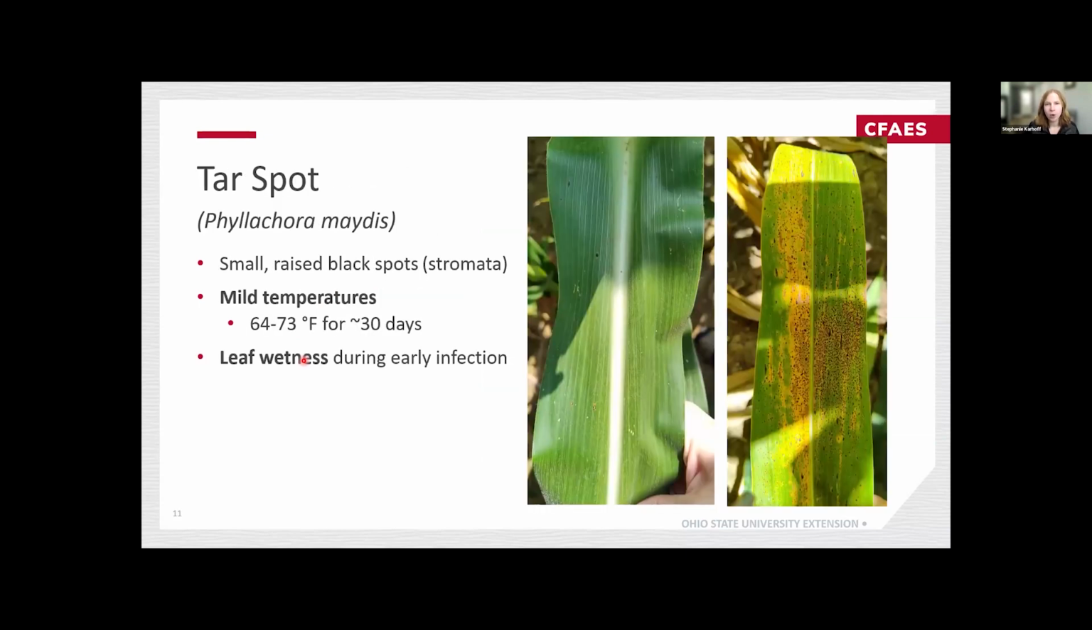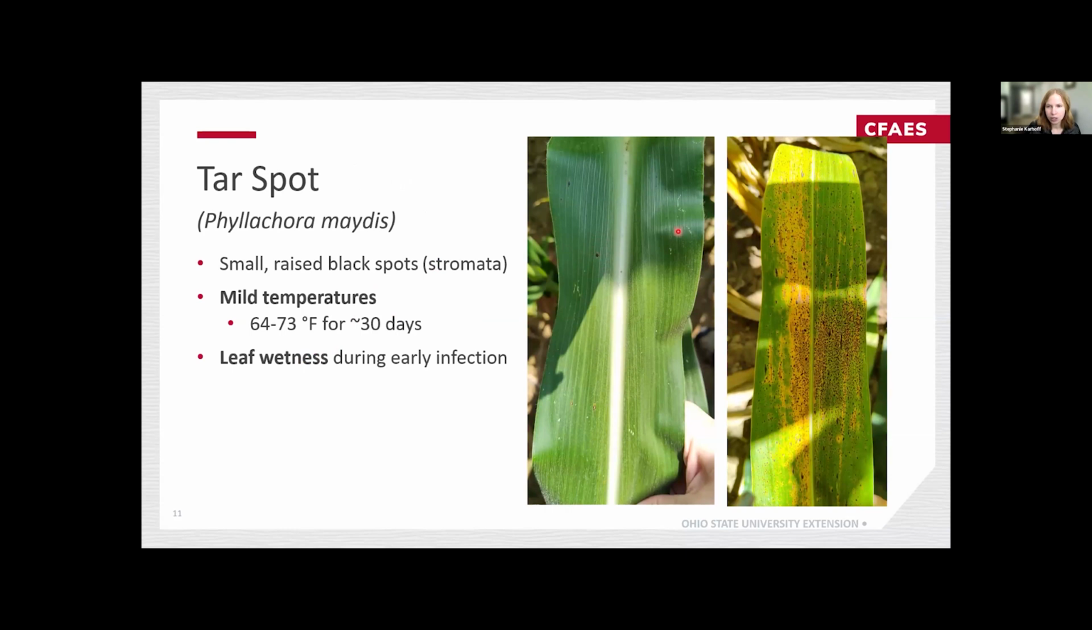And then lastly, a relatively newer corn disease for us in Ohio, and that's tar spot. So another fungal pathogen that's able to overwinter in Ohio. Here we're looking for these small black raised spots called stromata, and that's the fungus itself on that corn leaf.